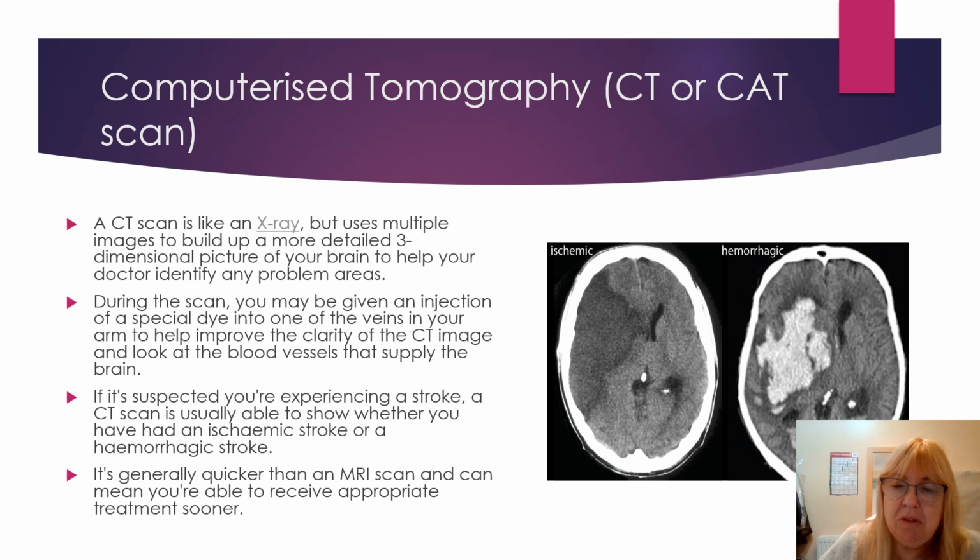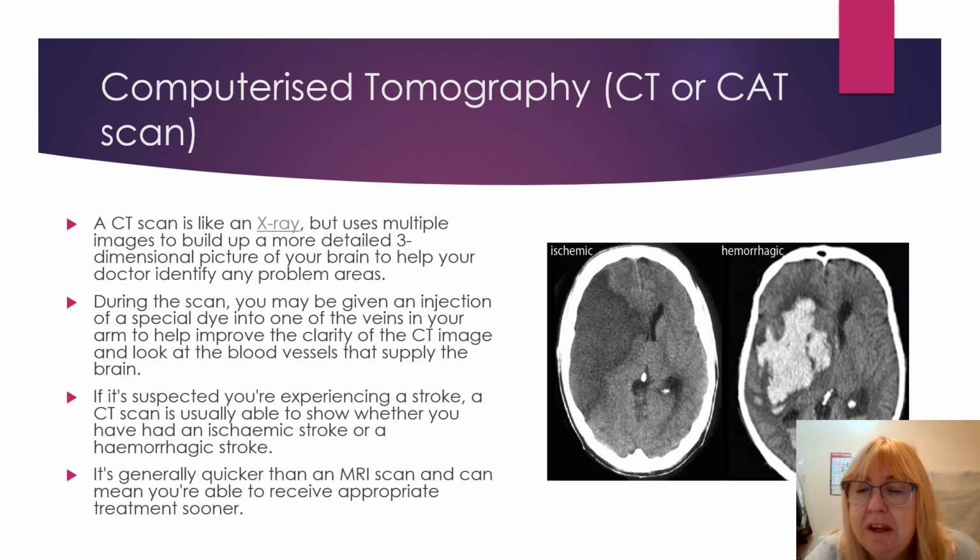It usually shows up, it very clearly shows up the difference between ischemic and hemorrhagic strokes. And it's quite a quick process. So it's quicker than an MRI. And it usually means that they can do that from A&E straight into CT scan. Takes a few minutes, and then they can get people away and start looking at treatment. So it can be a quick process.